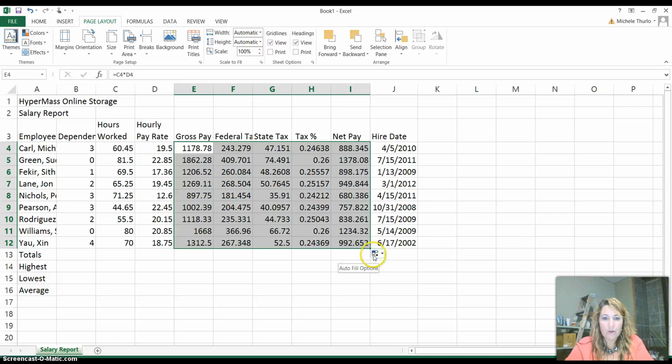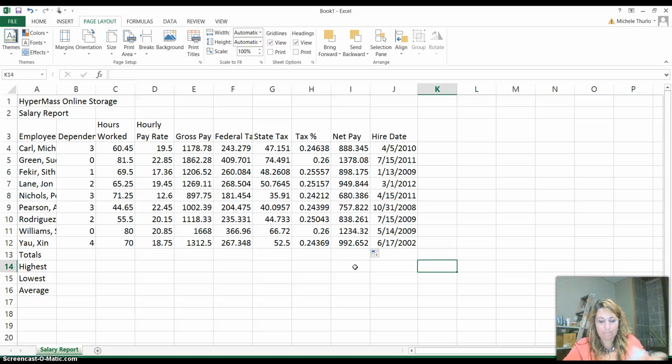You're going to notice over here you get this autofill options button. If you click on it, it says you want to copy the cells, or you just want to fill with the formatting only, meaning don't copy any formulas or numbers and just take the formatting, or do you only want to fill the numbers but not change the formatting? Well, we're really wanting to copy the cells. That's what it did, so we're good with that one.